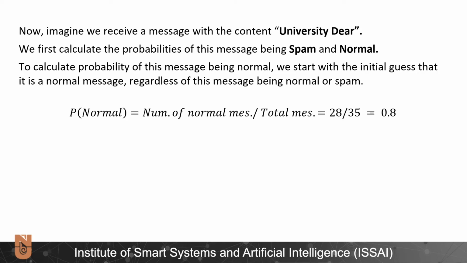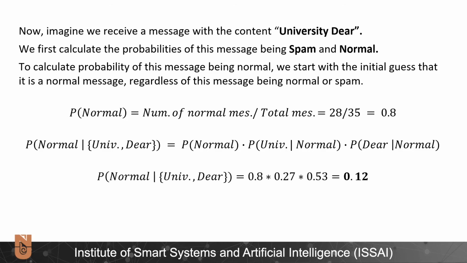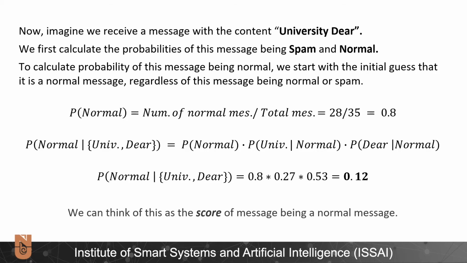The probability of this message being normal is equal to the number of normal messages divided by the total number of messages, which is 28 divided by 35. And the probability of this message being normal, given that its content is "university dear," is equal to the probability of normal multiplied by the probability of university given normal, and the probability of dear given normal. So it is equal to 0.8 multiplied by 0.27 multiplied by 0.53, which is equal to 0.12. We just plugged in the values. We can think of this as a score of the message being a normal message.